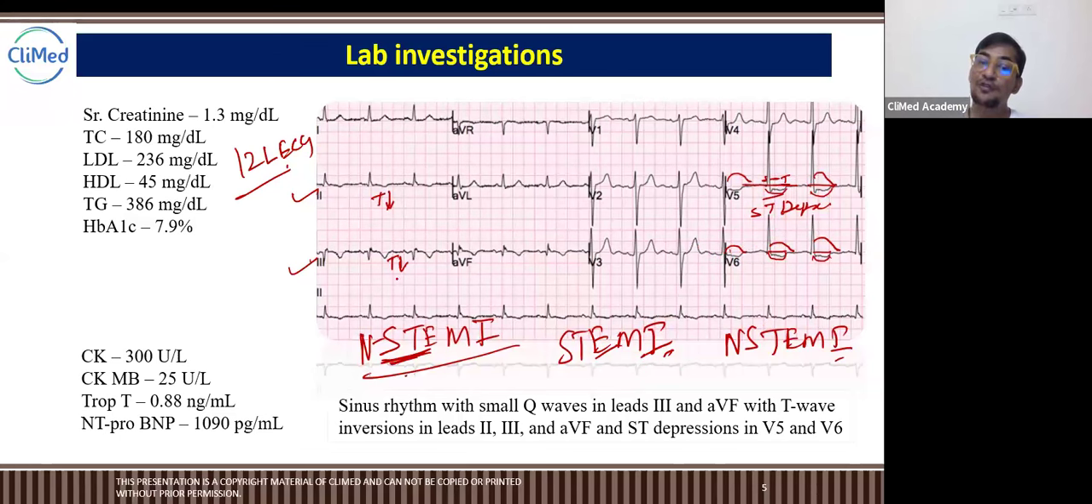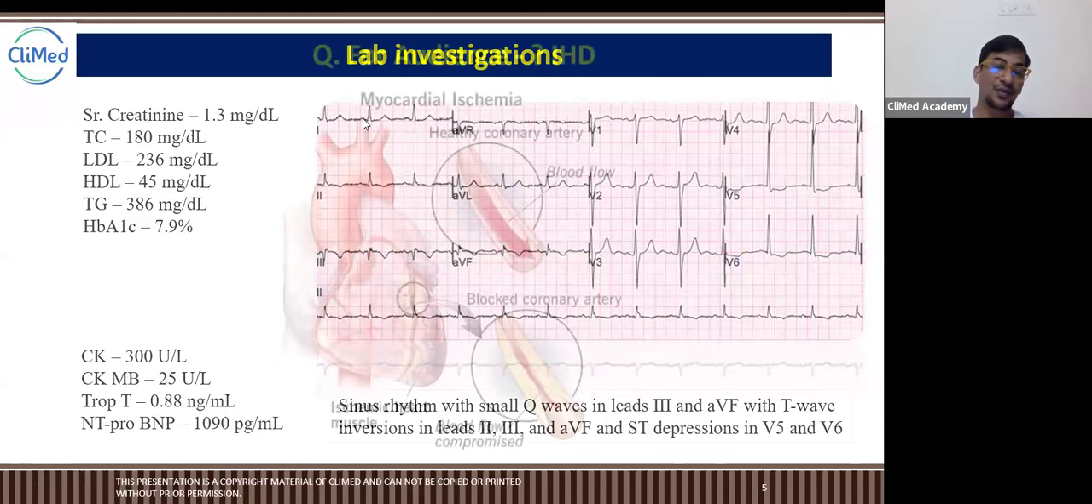But if there is no elevation and there is depression of ST and depression of T waves, like the inversion of T waves, that is called NSTEMI, because ST is not elevated. So this is just opposite. Okay, here ST is depressed, here T is inverted. So this is NSTEMI. Let's understand more in the next slides. Let's understand what are the ECGs.